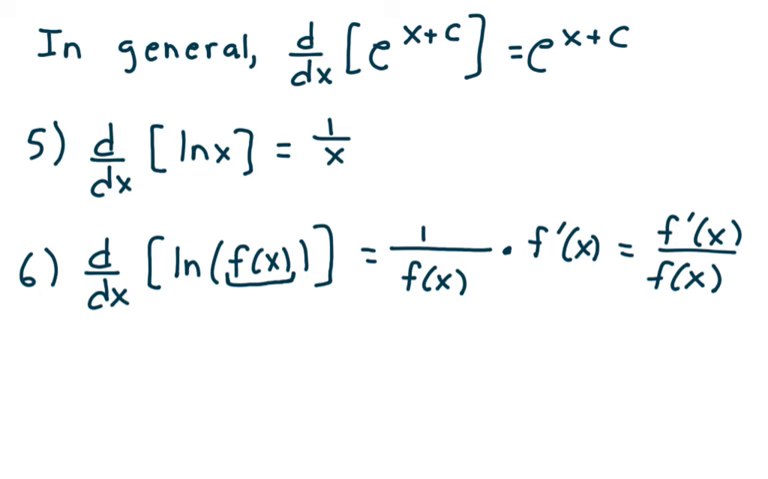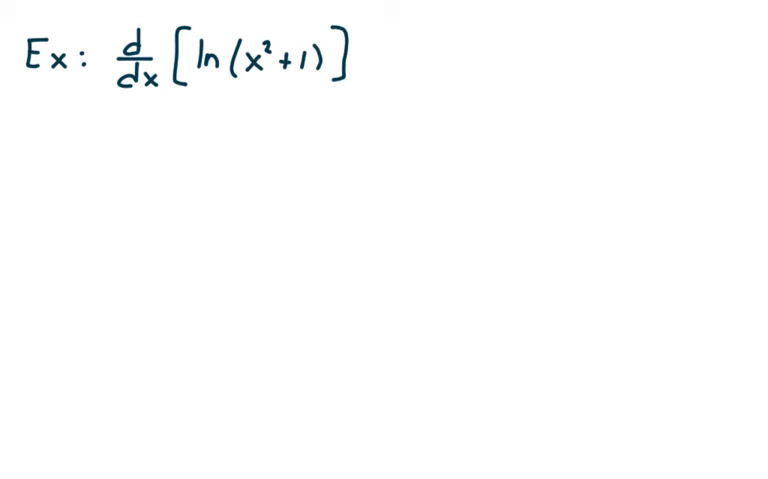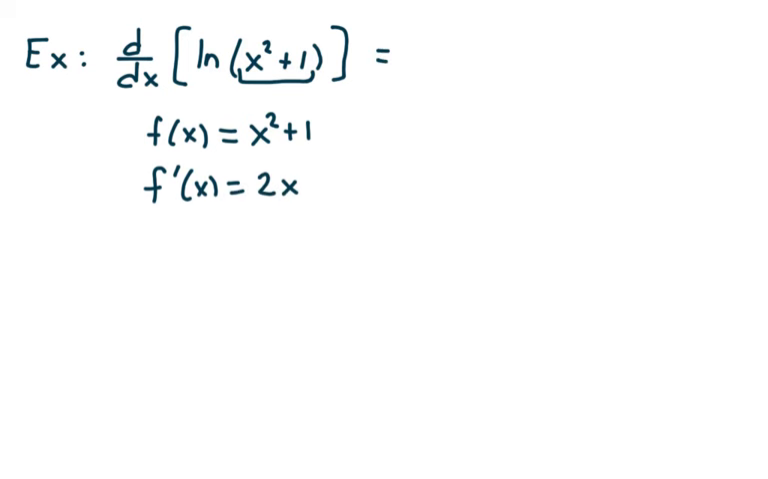Now, let's take a look at a few examples for this specific case. For example, suppose I want the derivative of natural log of x squared plus 1 with respect to x. In this example, my inside function is x squared plus 1, and the derivative of x squared plus 1 is equal to 2x. And so I'm going to write 1 over the function, which is x squared plus 1, and multiply by the derivative of x squared plus 1, which is 2x. And so this is 2x divided by x squared plus 1.